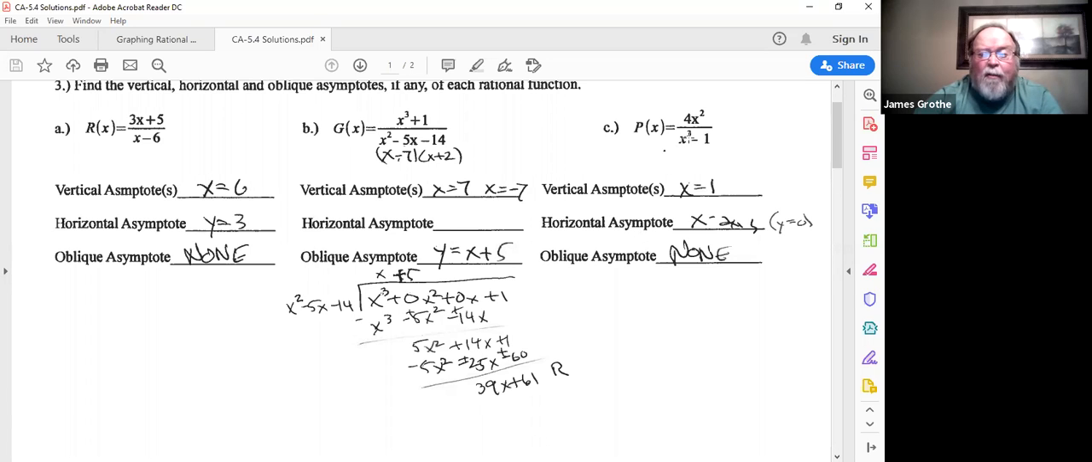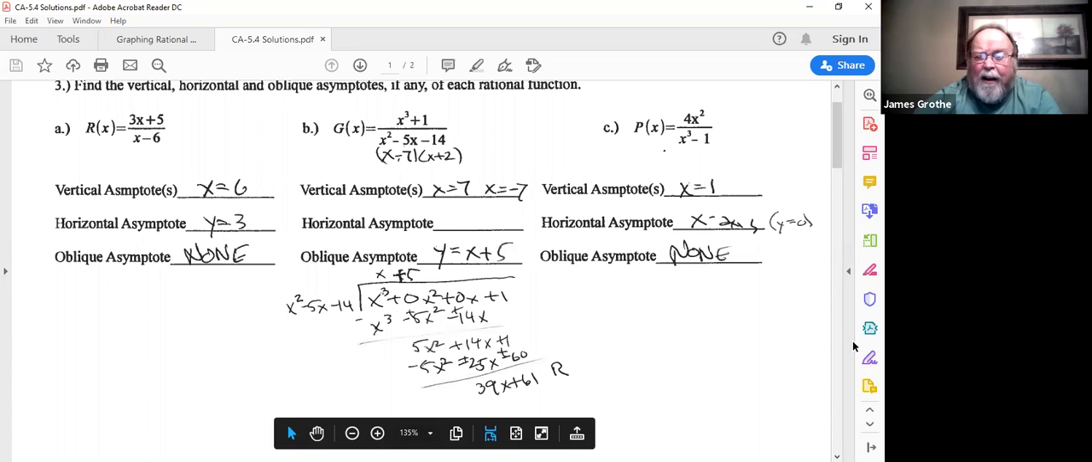Horizontal asymptote, well, let's see. The numerator, degree is 2, 4x squared. Denominator, degree is 3, x to the third. Remember, when the denominator has a higher power than the numerator, your x-axis, along the line y equals 0, will always be your horizontal asymptote. The denominator's degree is bigger than the numerator, and therefore there is no oblique asymptote.